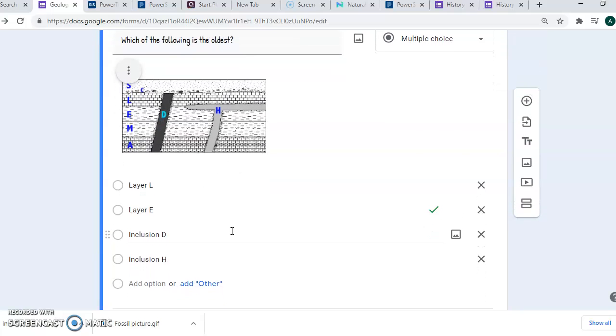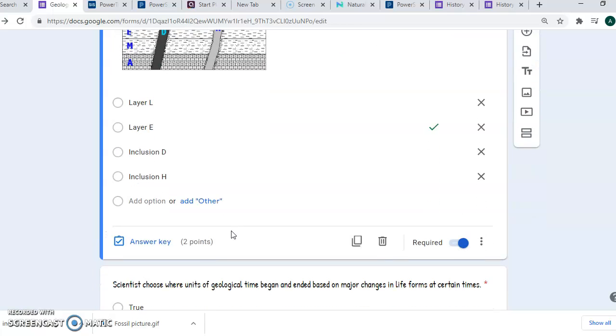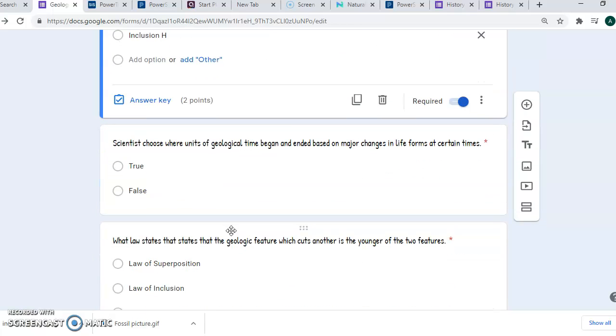Which is the oldest? Look at the picture. Layer L, layer E, inclusion D, inclusion H. Scientists chose where units of geological time began and ended based on major changes in life forms at certain times. True, false.